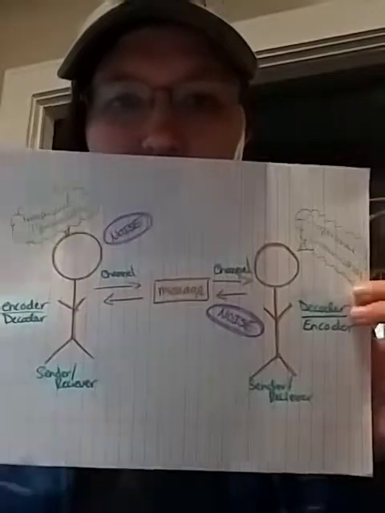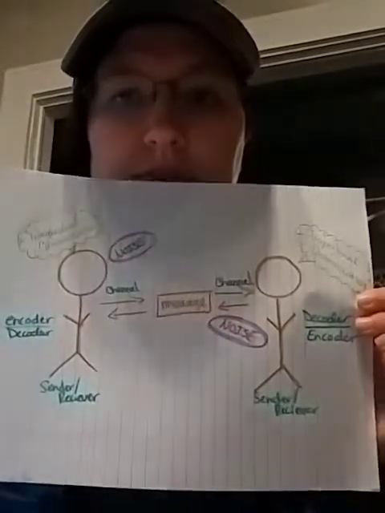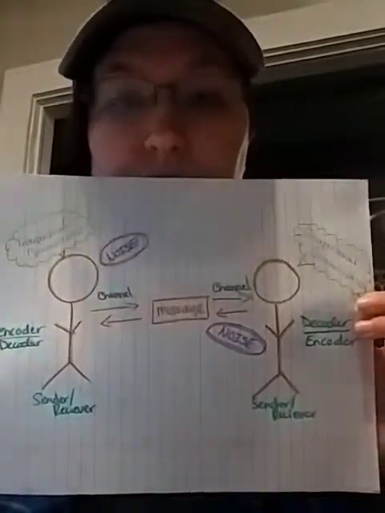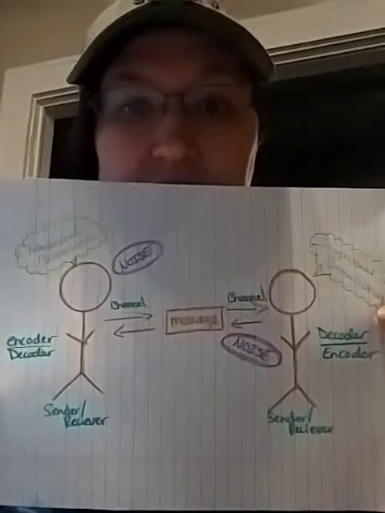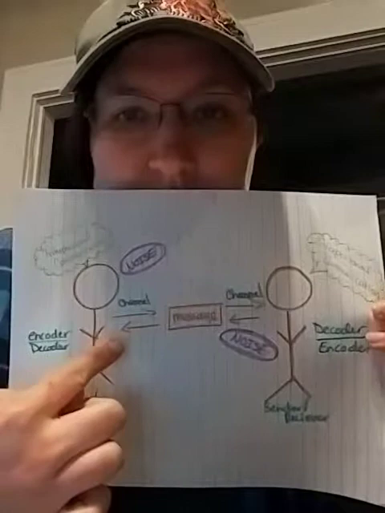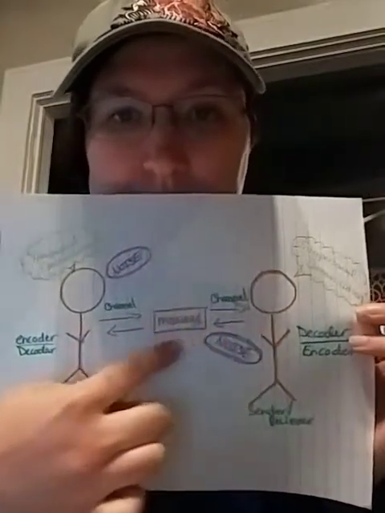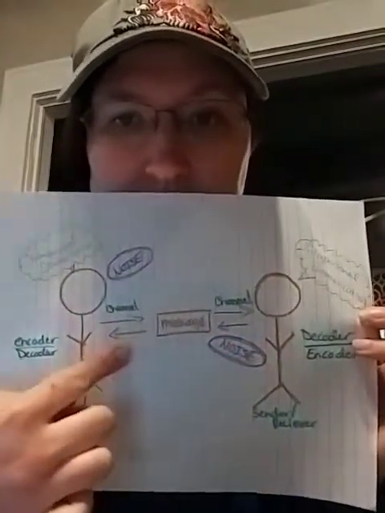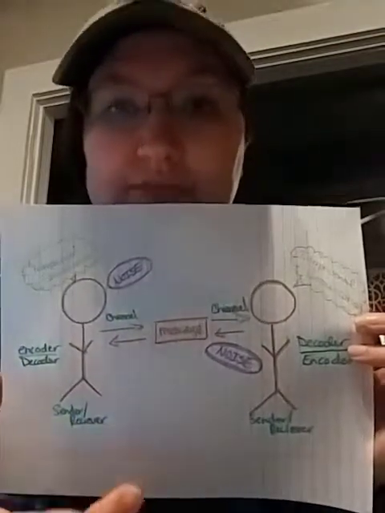So I took pieces of all three of these models to create my own model of communication. Here it is. My model of communication involves both parties acting as sender and receiver at the same time. So here you have the channels where they transmit a message back and forth between each other. So it's like an everyday conversation.